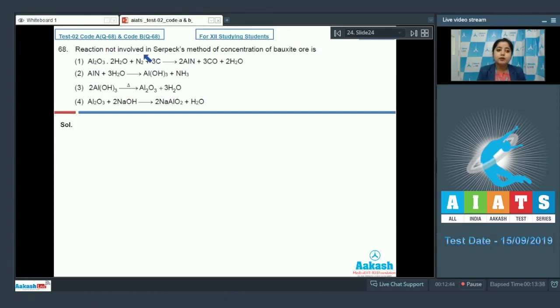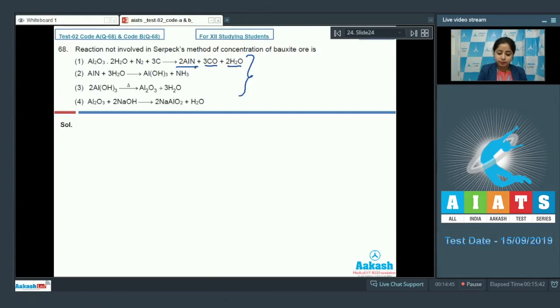Reaction not involved in Serpek's method of concentration of bauxite ore is. Class, concentration of white bauxite is done by Serpek's method in the presence of coke and nitrogen gas. Class, Serpek's method involves 3 steps, which is Al2O3.2H2O reacts with N2 and carbon to give AlN, that is aluminium nitride, and carbon monoxide and water.